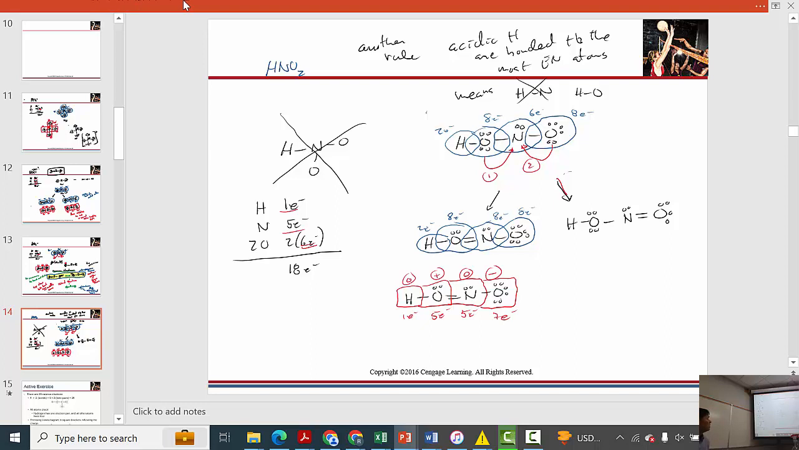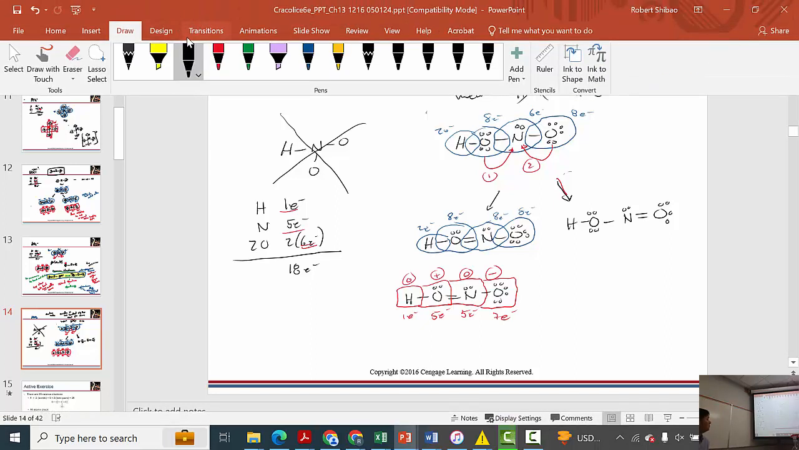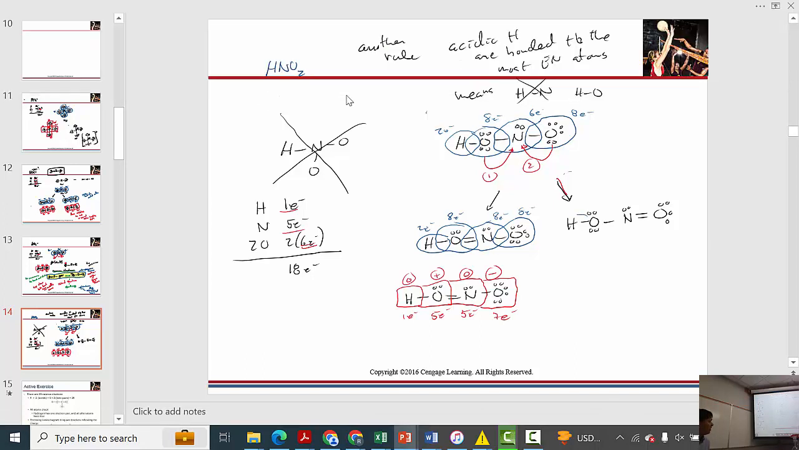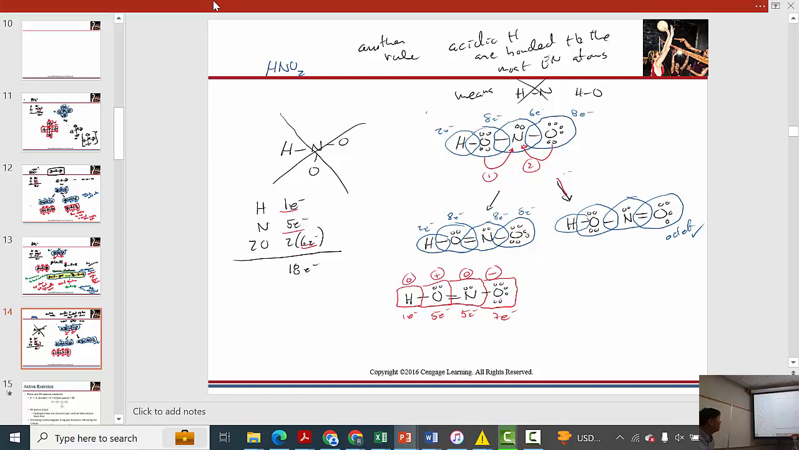Does everybody end up with an octet? Everybody except for hydrogen should do that. And so that's good. We still have 2 on this. Still have 8 here, 8 here, and 8 here. And so octet and duet rule is good. That checks out. So both these structures have an octet.